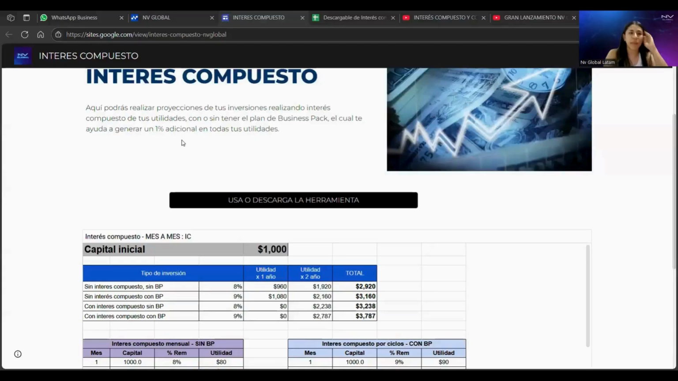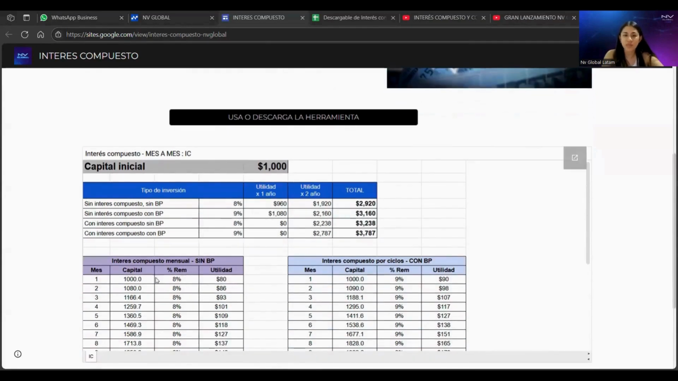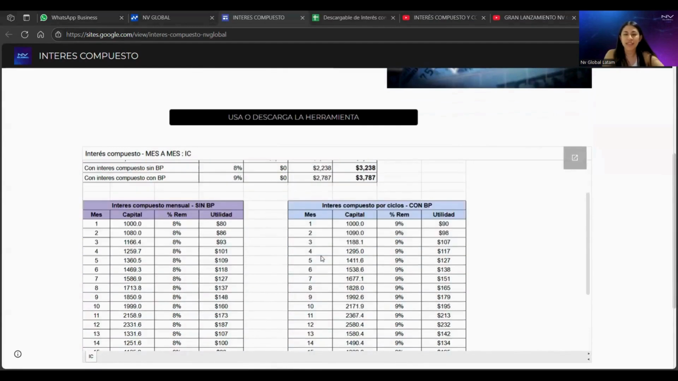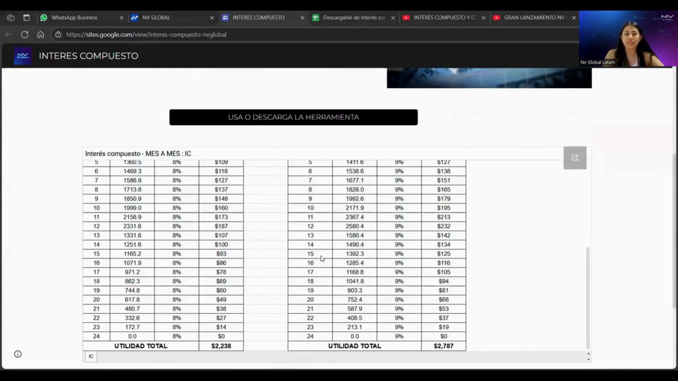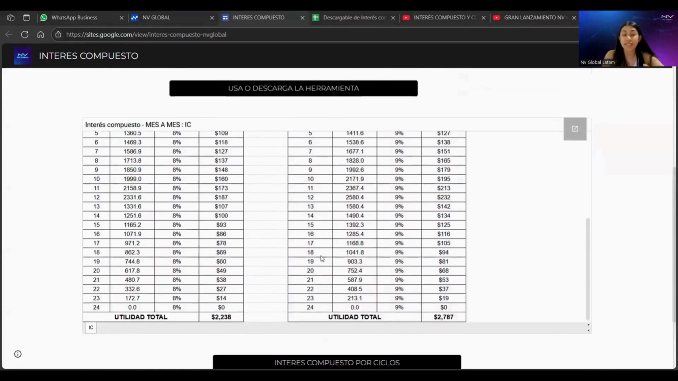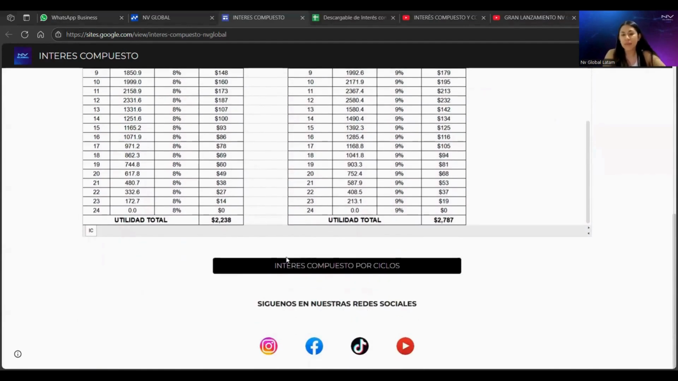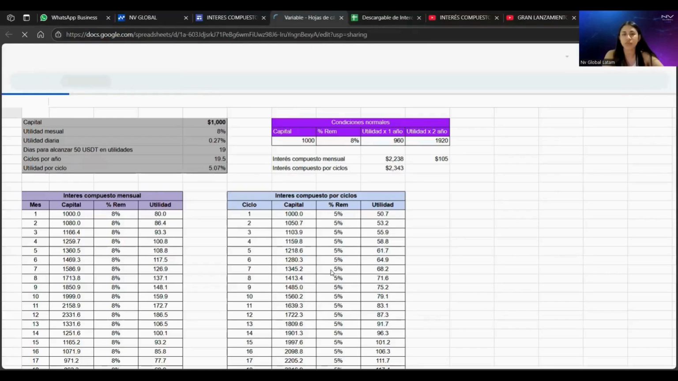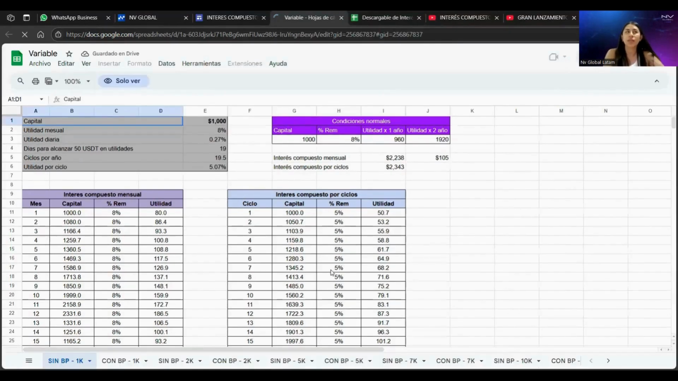So we go back to the page, to the Google site. This button is where we download the Excel spreadsheet that we can edit and modify to find out how much we earn, how much we generate in compound interest, and also in commissions for incentivizing the business pack. Ready? The business pack, the compound interest, okay? Also down here, we have another button where we can check how compound interest works by cycles, which is exactly what you're asking me about. In other words, not activating a plan every time the month ends, but rather every time I have $50.